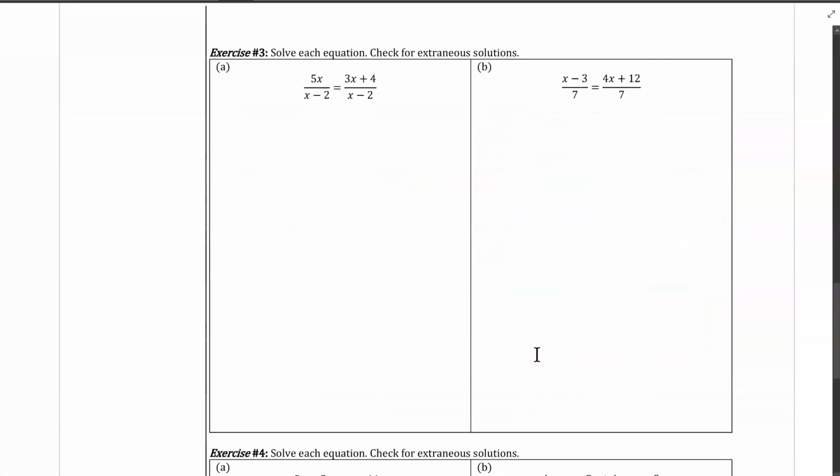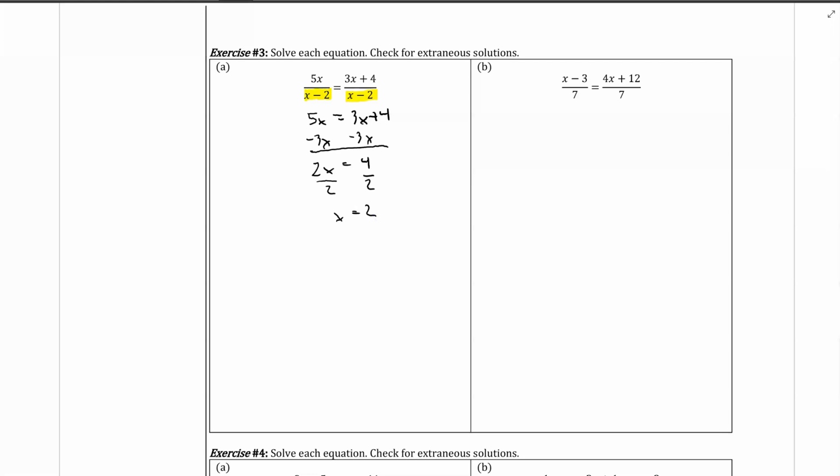Occasionally, we will have a problem where the denominators are actually all identical. So in this case, because the denominators are already the same, x minus 2 in the first fraction and x minus 2 in the second, we'll ignore that, which gives us 5x equals 3x plus 4. Subtracting 3x from both sides gives us 2x equals 4. And then dividing both sides by 2 gives us x equals 2.